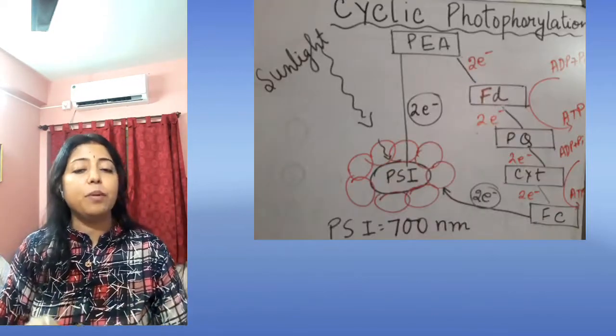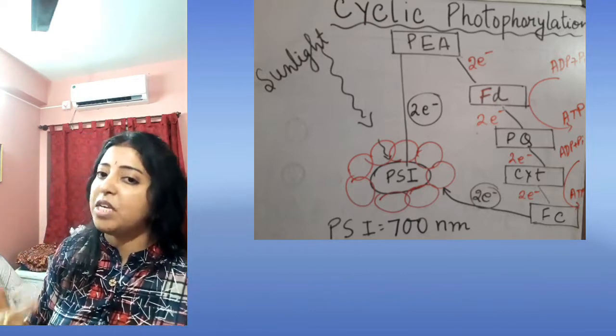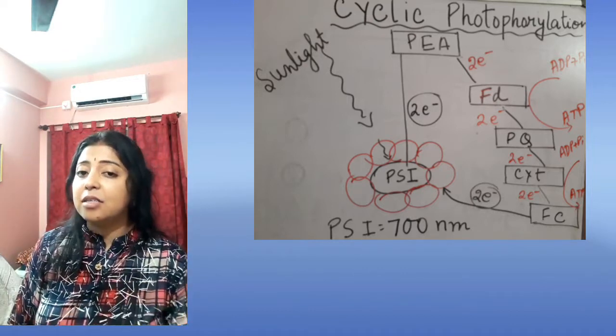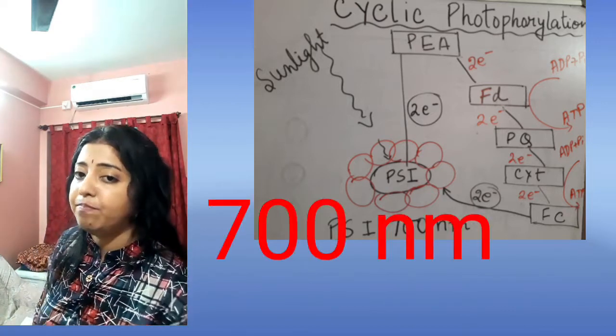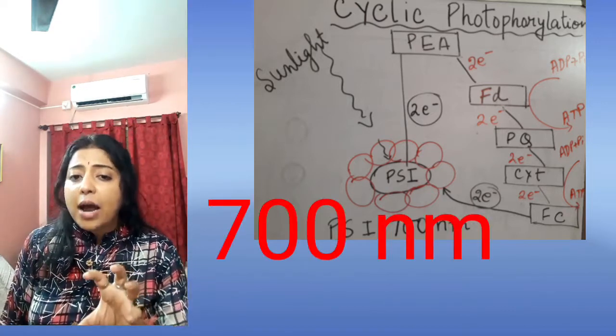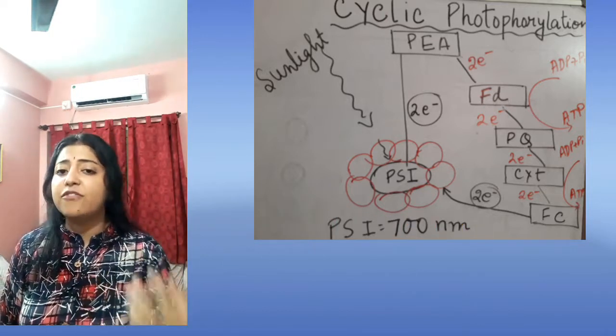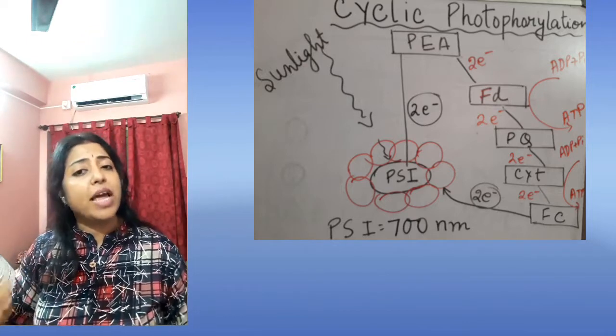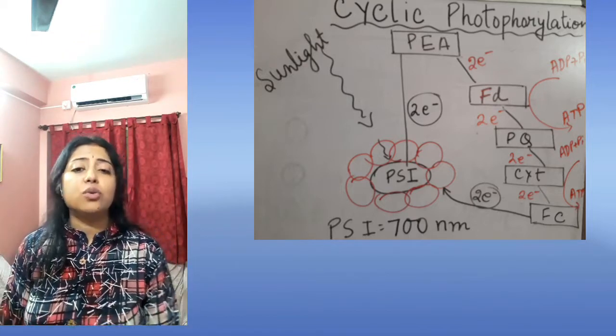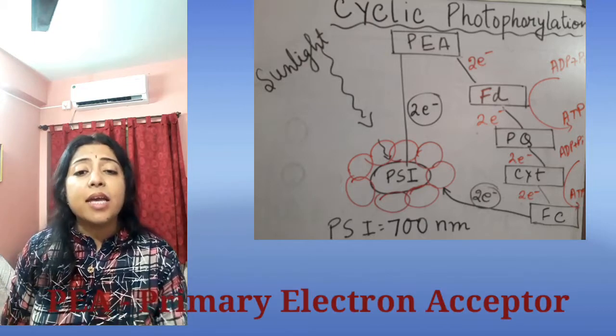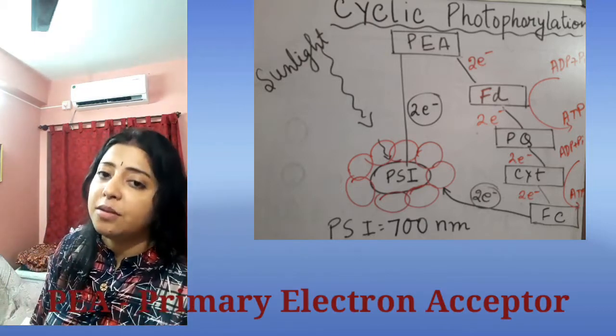So as usual, while the photon rays will be falling on the accessory pigments, first of all they will be energized and that energy will be passing to the reaction center, that is PS1. Here the wavelength will be 700 nm. After being energized by the sun rays, that means the photon rays, they will release two electrons, and those electrons will be accepted by PEA, that means primary electron acceptor.